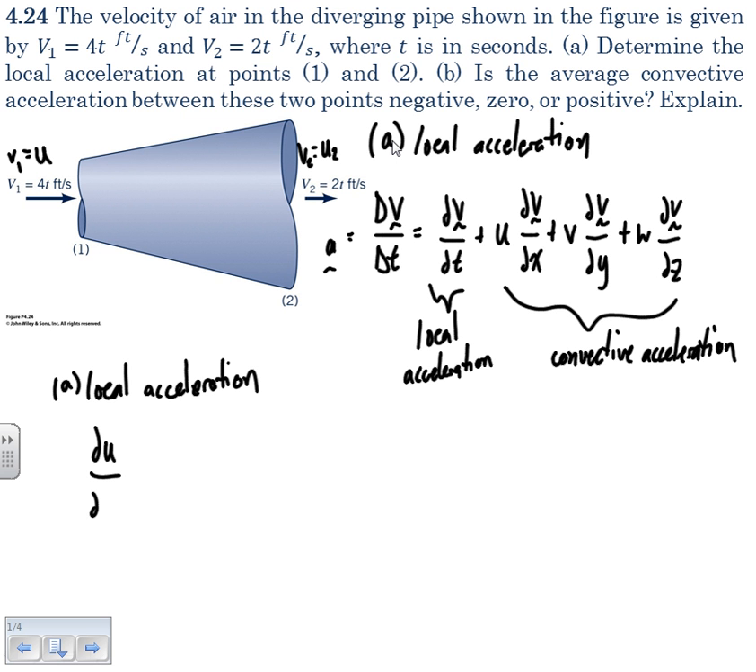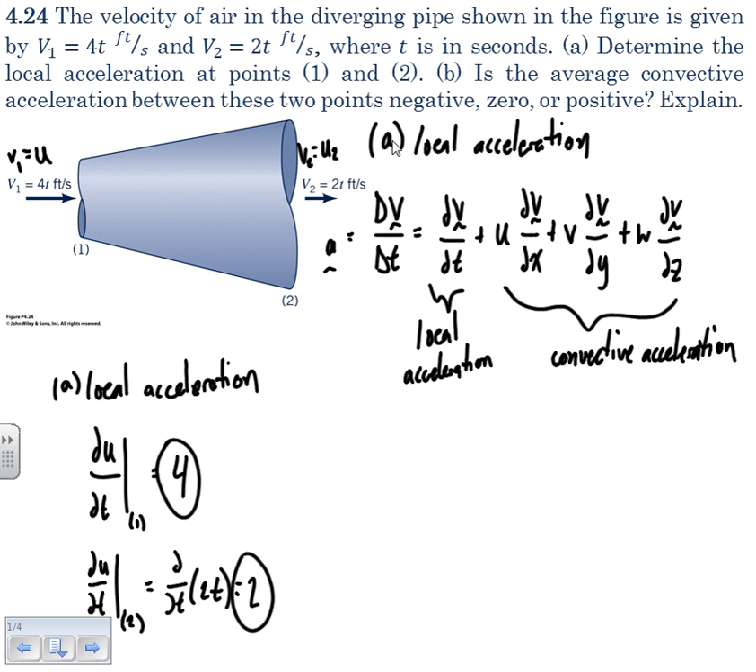So my local acceleration is the change of u with respect to time at location 1, and that is a simple derivative. The derivative of 4t with respect to t is just the constant 4. And the derivative at location 2 is just the derivative with respect to t of 2t, and that's just equal to 2. Okay, so these are our local accelerations, 4 and 2.